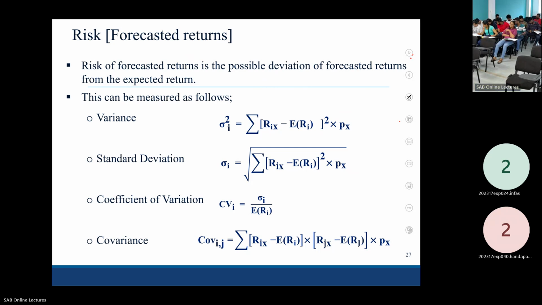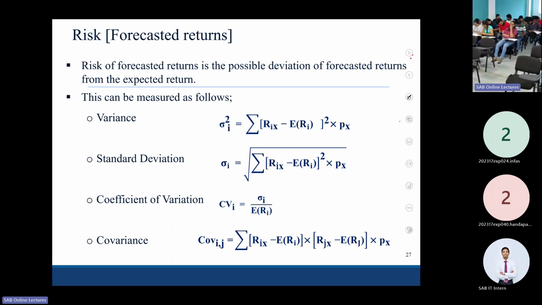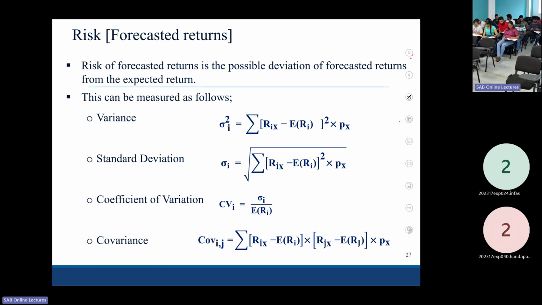Covariance. These are the statistical tools that you can use to measure risk. Risk you can measure even using the covariance. You can see the formula later. Now we are going to calculate this one also to measure the risk. In the portfolio discussion, this one is very important. What is the covariance?